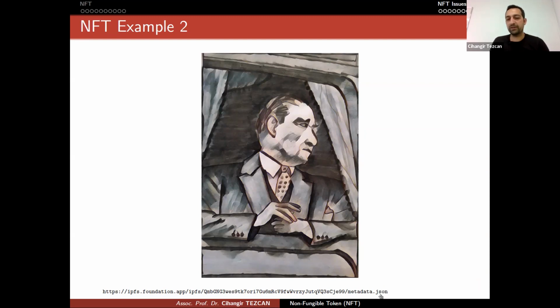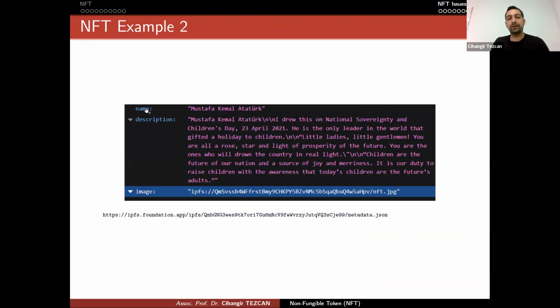If you go to this JSON file, you will see that what is mandatory, name and description. These are the things I wrote. And optionally, you can have the image link. Again, this is an IPFS link. As you can see, the image is stored there. So there are a few issues here.